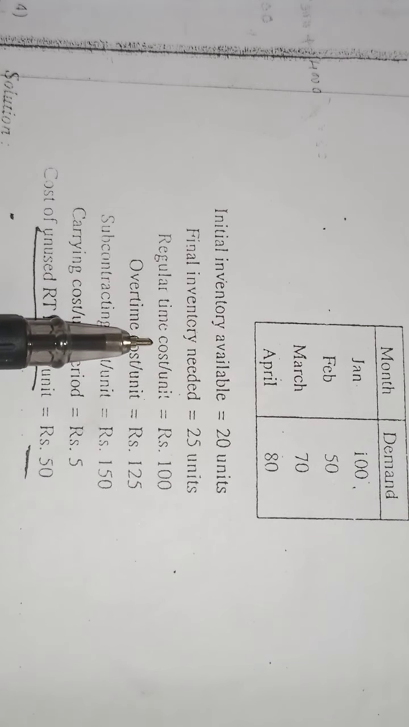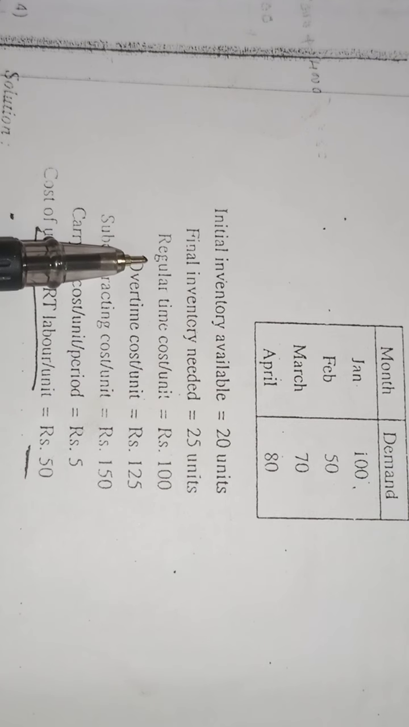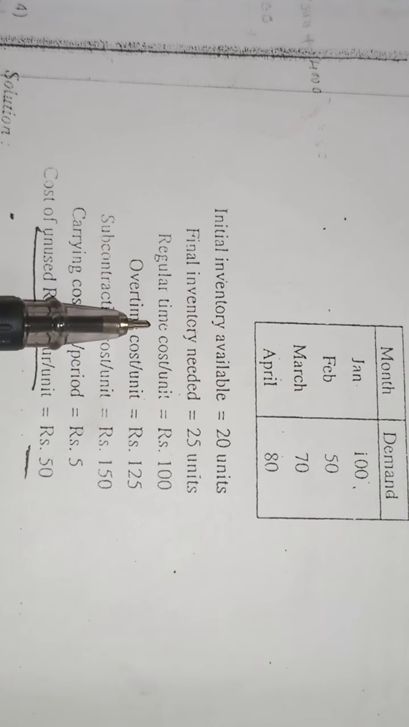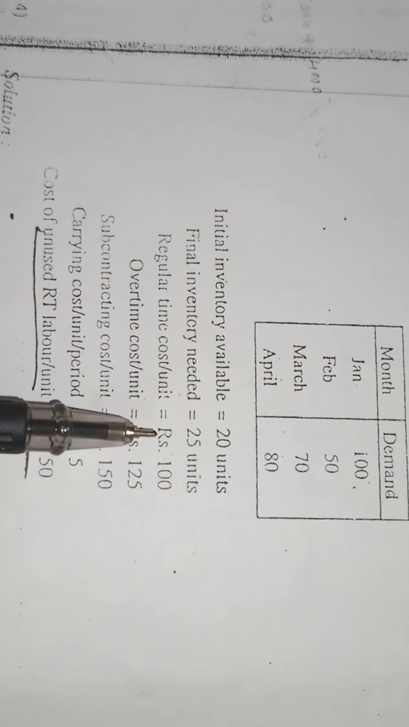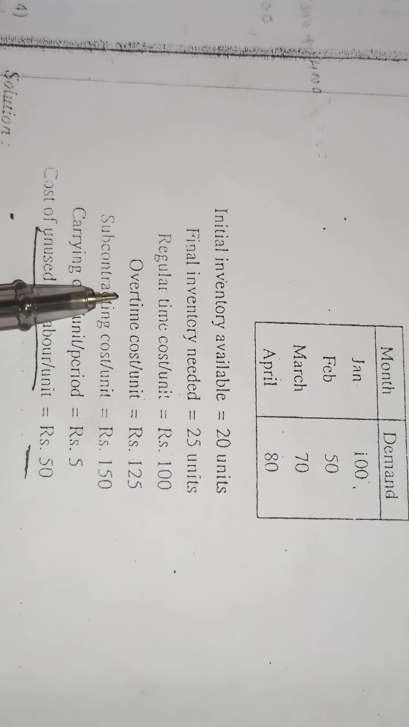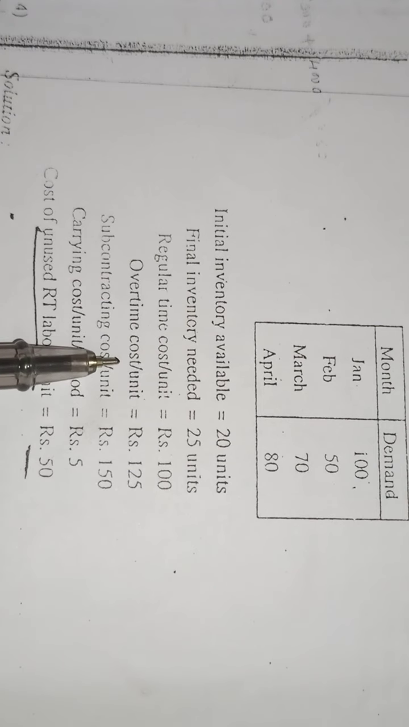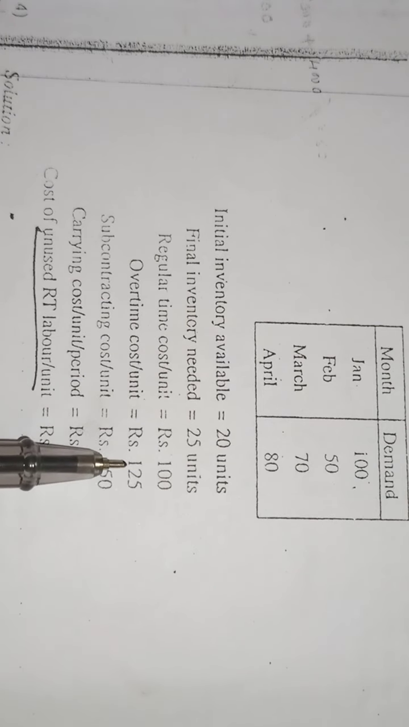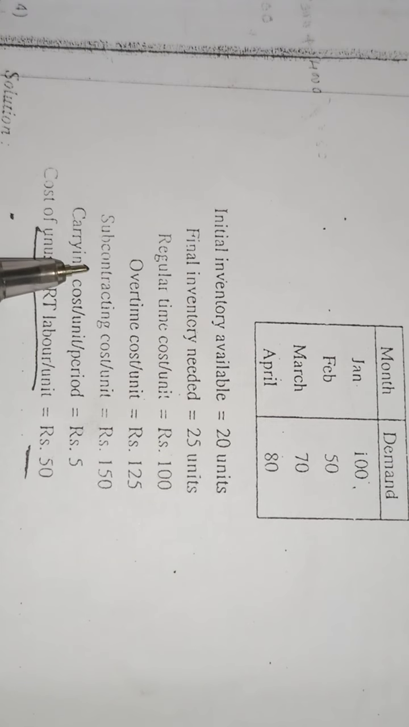And regular time cost per unit. If the company is producing with regular time, the cost of that particular unit will be 100 rupees. If you are using overtime, the cost per unit will be 125 rupees. If you are buying from subcontracting, the cost per unit will be 150 rupees. Carrying cost per unit per period is 5 rupees.